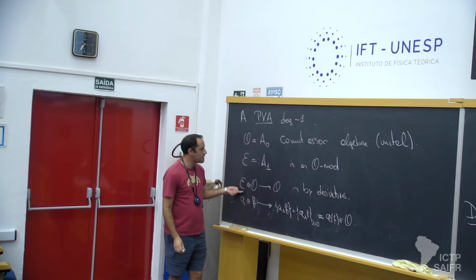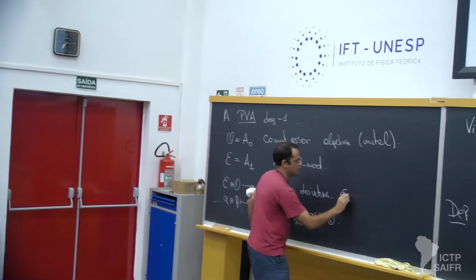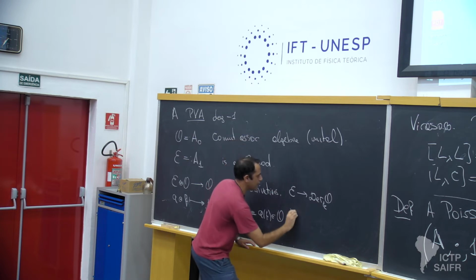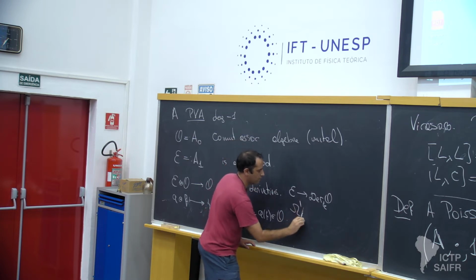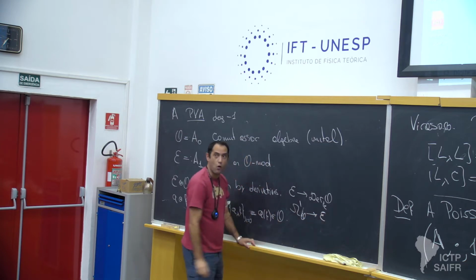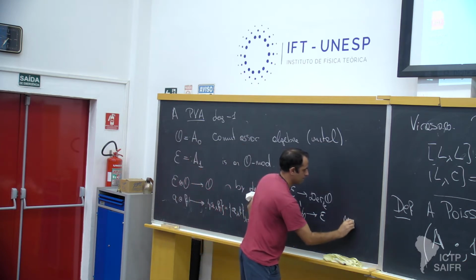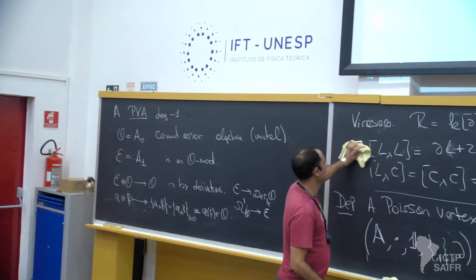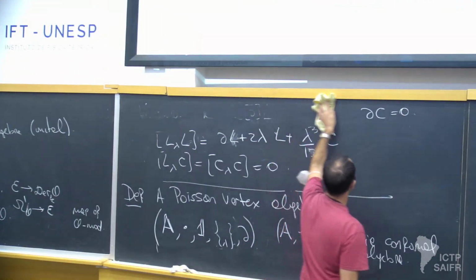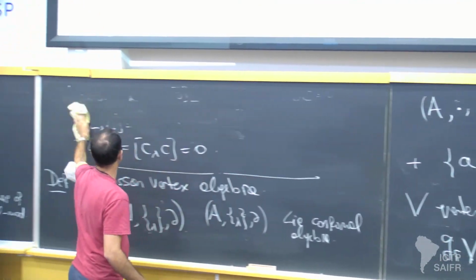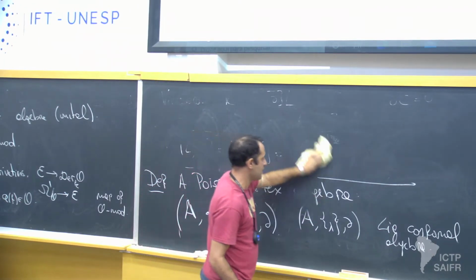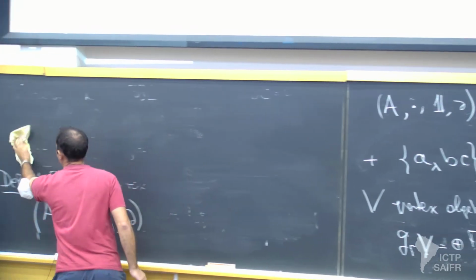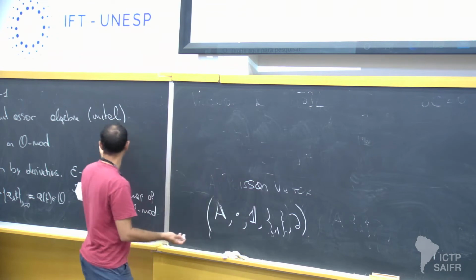That is, I have a map from E to the derivations of O over K. Or equivalently, I have a map from omega 1 of O to E. This is a map of O modules. Okay, so we've analyzed the product on O, the product of O with E, the bracket of O with E. If I take the product of E with E, then I land away from degree 0 and 1, which is what I want to analyze.